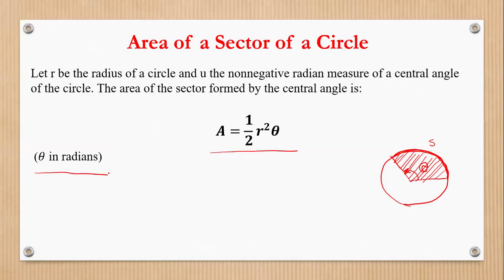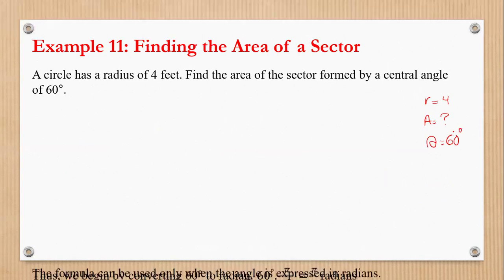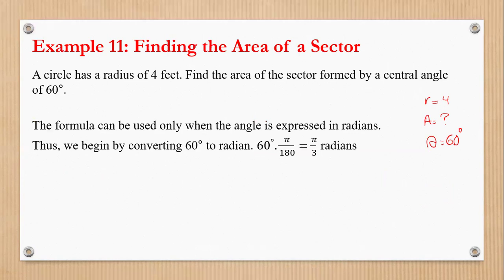And if you look at the next example, it says a circle has a radius of 4 feet. So the r is 4. Find the area of the sector formed by a central angle of 60 degrees. So first of all, we need to convert the 60 degrees into radian, which is pi over 3. Then we have a formula. The formula is A equals 1/2 r squared theta.